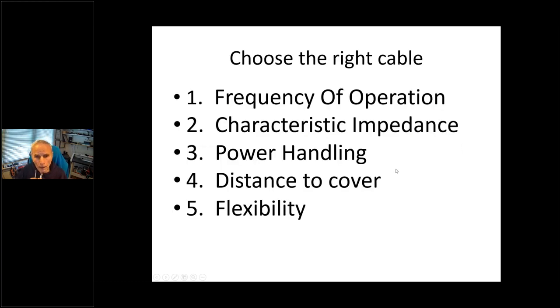Okay. When you're choosing a cable, what do you want to look for? You want to look for the frequency of operation. As we showed, if you know that you're going to be on 2 meters at 144 megahertz and you're going to do a big number out there at 500 watts, you're not going to use RG8X. You're not going to get any signal getting out there. So as you choose the cable, what frequency do you want to operate at?